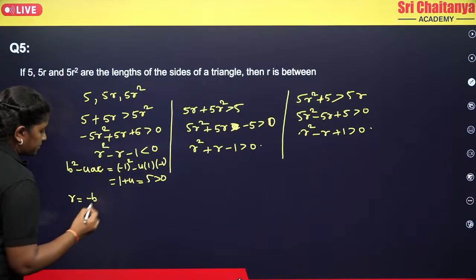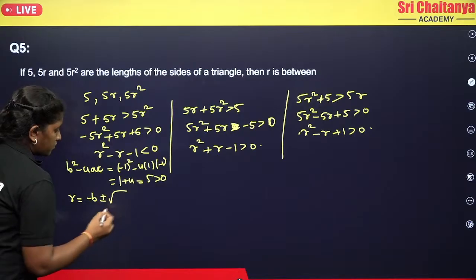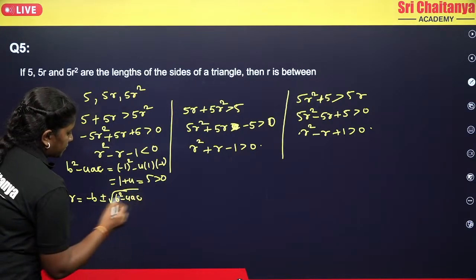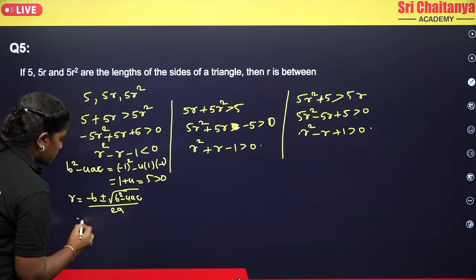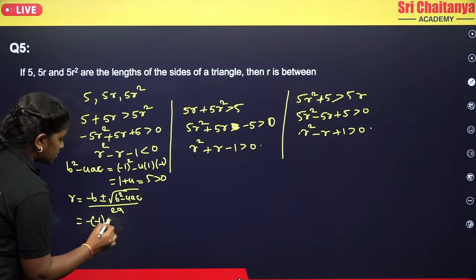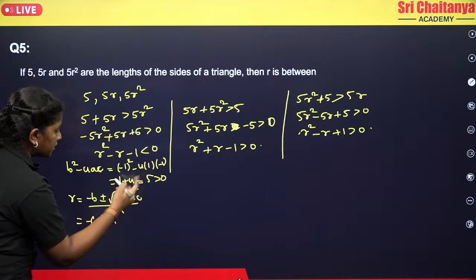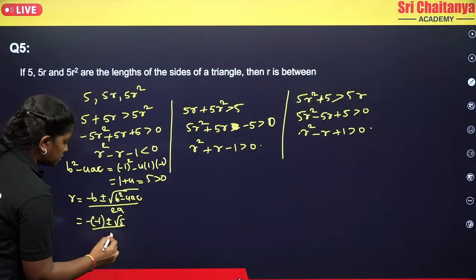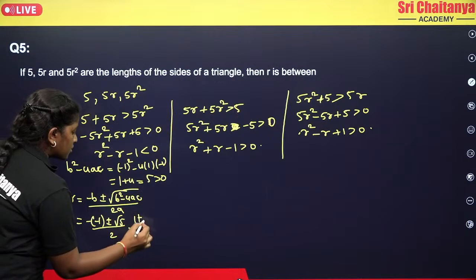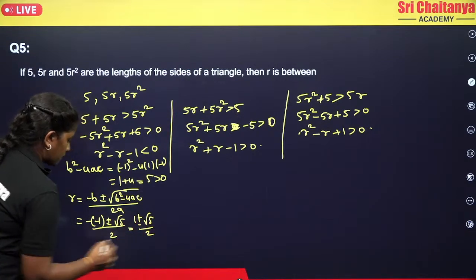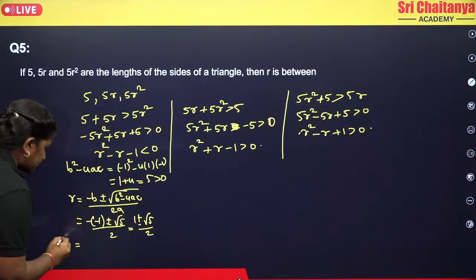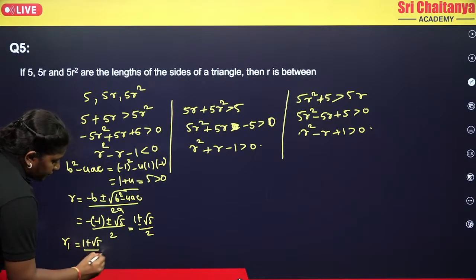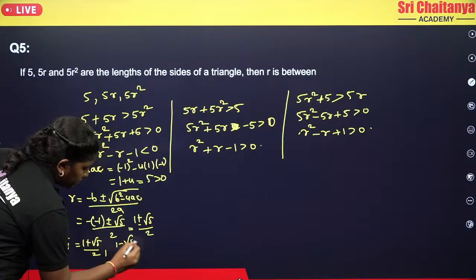r will be of minus b plus or minus root of b square minus 4ac by 2a. So now that becomes minus of minus 1 plus or minus root of b square minus 4ac, which we got as 5. So root 5 by, a value will be 1, 2. So now it will become 1 plus or minus root 5 by 2. Okay, let's take the first one. So that becomes your r1, 1 plus root 5 by 2, comma 1 minus root 5 by 2.